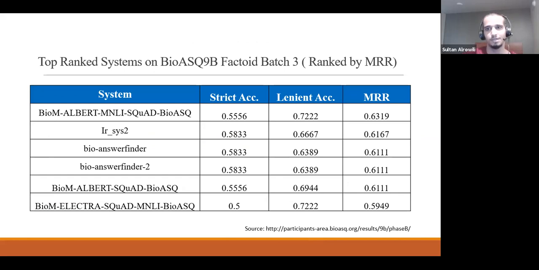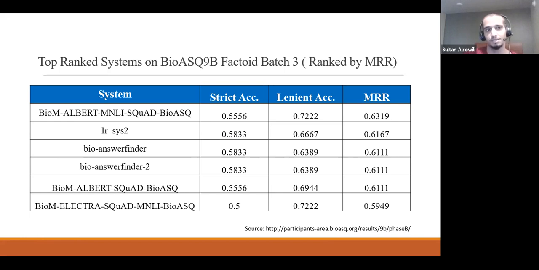So these are the results in the batch 3 factoid questions. We participated on the factoid questions in batches 3 and 4. We did not participate on the list questions because there is a lot of pre-processing happening for the list and the yes/no questions that we could not develop early.